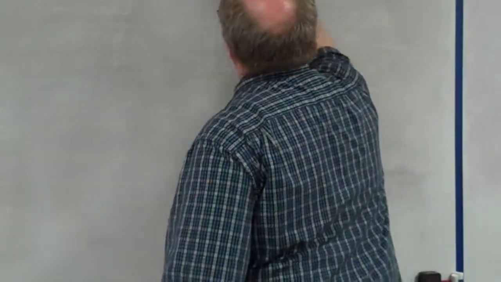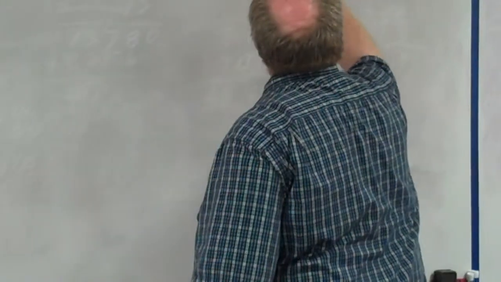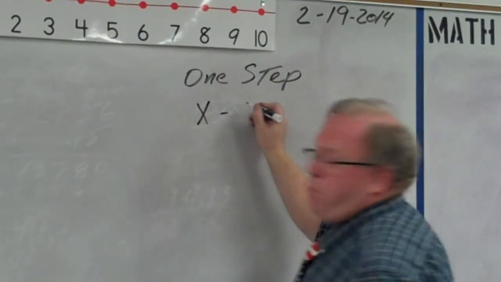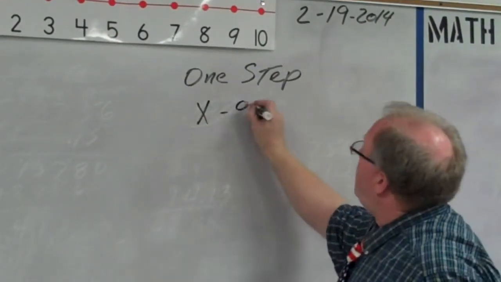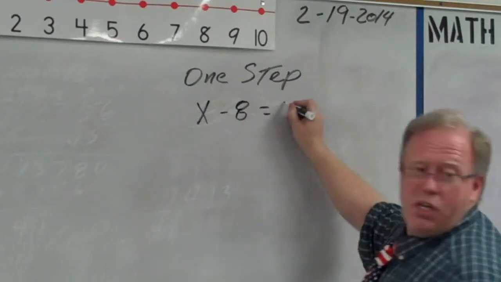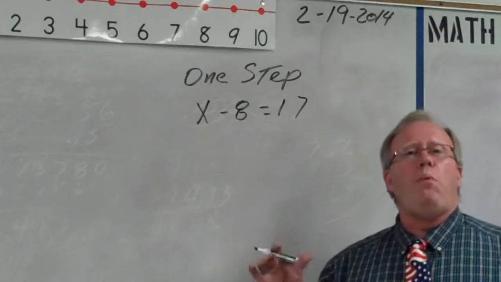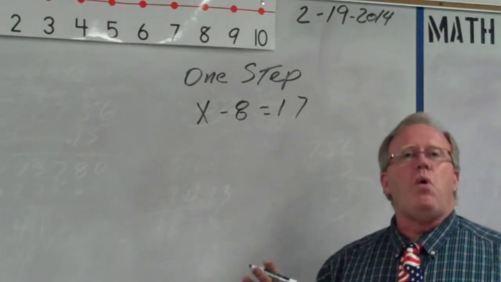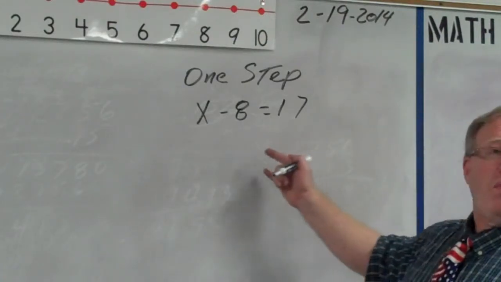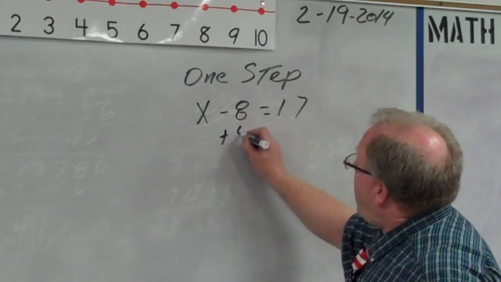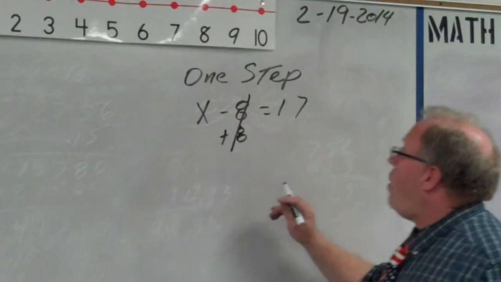Okay, let's look at one-step equations first. I'll write that up here, one step. Okay, and one-step equations look like this. X minus 8 equals 17. Okay, so the whole purpose is to get x by itself. We want to isolate that. The way we're going to do that is to add 8 here. We're going to add 8 there. That's going to cancel that out.